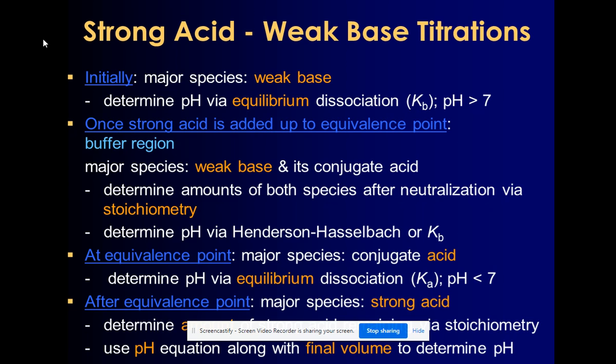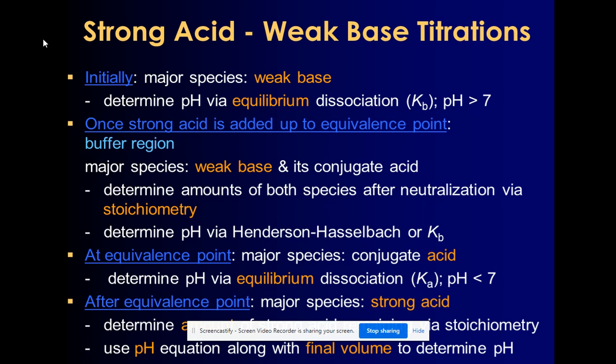Once you start adding the strong acid and neutralizing the weak base, you'll make conjugate acid and you'll have a buffer. You'll have a buffer up to the equivalence point. And so you can find the pH of your buffer mixture using Henderson-Hasselbalch. The only time you can ever use Henderson-Hasselbalch is with a buffer when you have both of the components present.